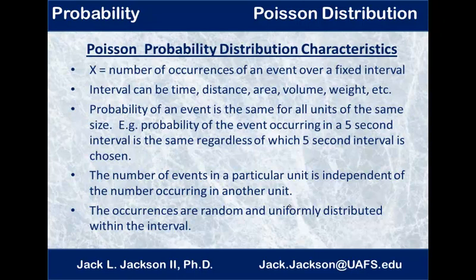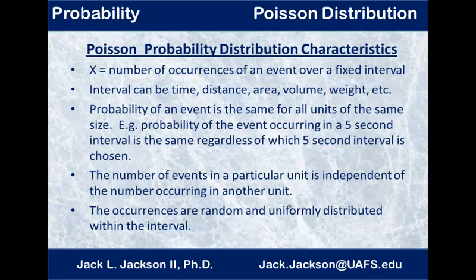Now, some of the assumptions for this distribution to work is that the probability that an event occurs is the same for all units of the same time or the same size. So for example, the same length of time, that the probability of an event occurring in that interval is the same regardless of which interval you choose. So for example, if we're using a 5-second interval, the probability that an event's going to occur in any 5-second interval is the same regardless of which 5-second interval we choose.